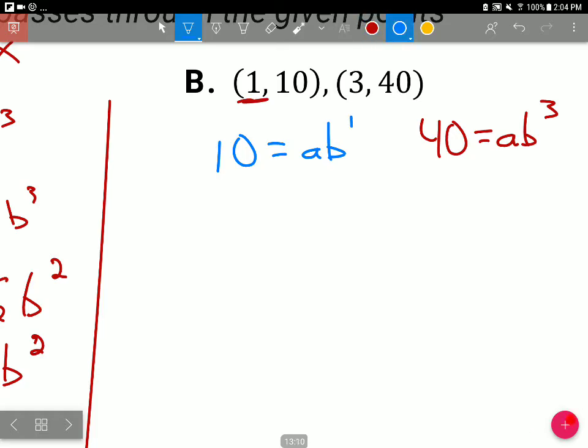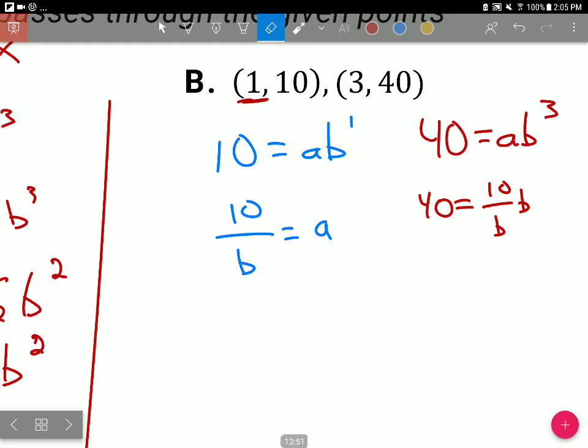Cool? All right, so from here, let's solve for a. Which a do you want, the blue one or the red one? I would go with the blue one. Go with the smaller exponent. So solve for a and plug into the other equation. Take, I don't know, 20 seconds.